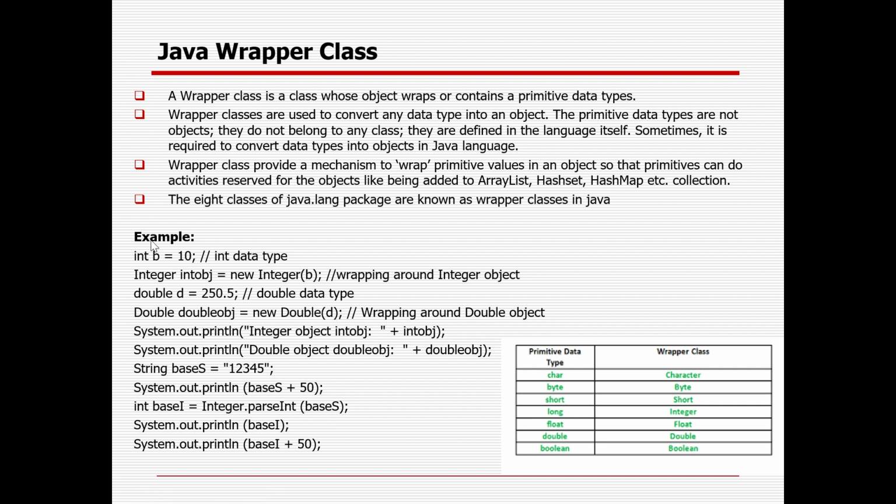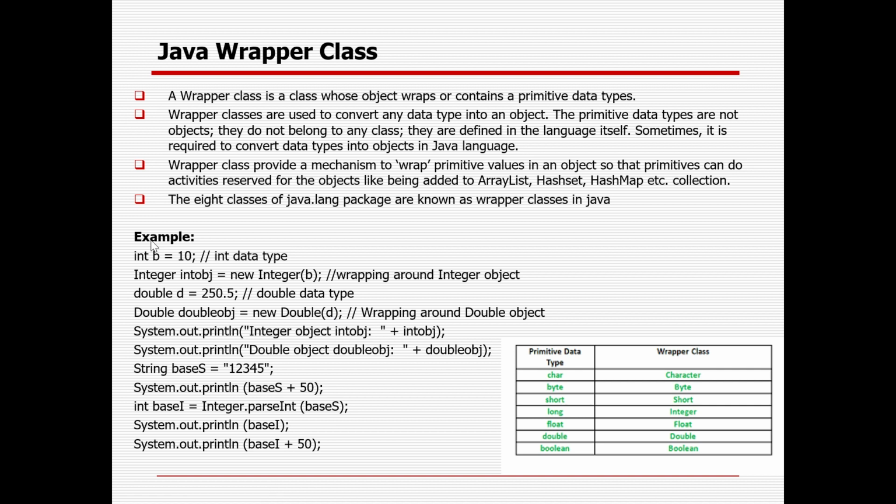Then the wrapper class. As of now, you already learned about data types like integer, double, float, boolean, character. These are called primitive data types, and non-primitive is nothing but the string, class, all this stuff. So wrapper class is a class whose object wraps or contains a primitive data type. Wrapper class is used to convert any data type into an object, but the problem is that whatever primitive data type we are using, those do not belong to any class. So those are not objects, they are just simply primitive data types. So wrapper classes are used to convert any data type into an object.